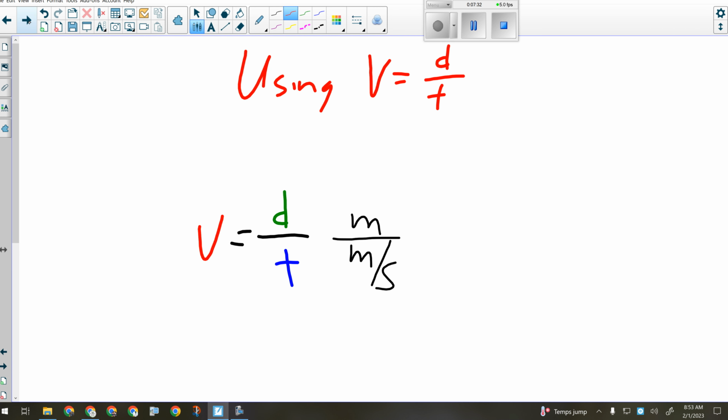Using v equals d over t, just so that everybody's totally clear on the expectations for algebra in physics. Those are not allowed. They're very, very bad. And this is like one of maybe 2 formulas on the entire formula sheet that it would actually work for. We cannot use triangles to manipulate equations in physics 20.